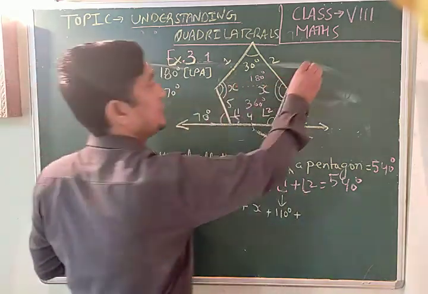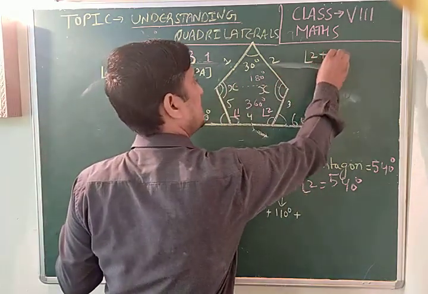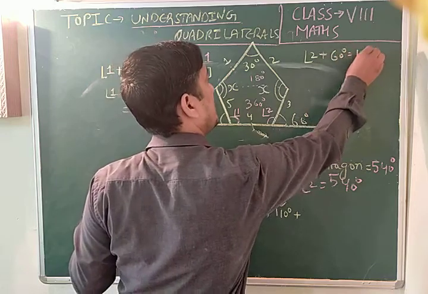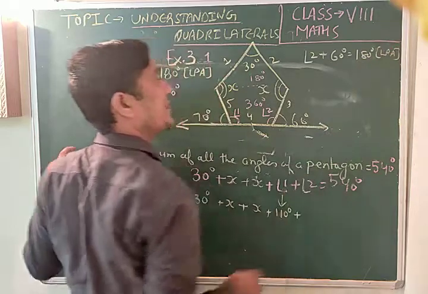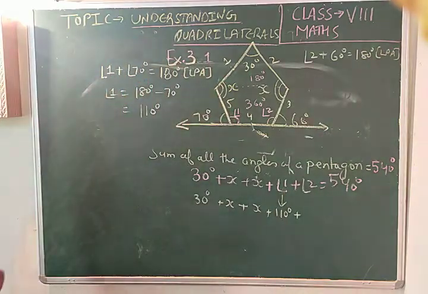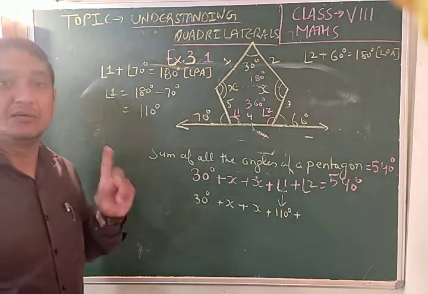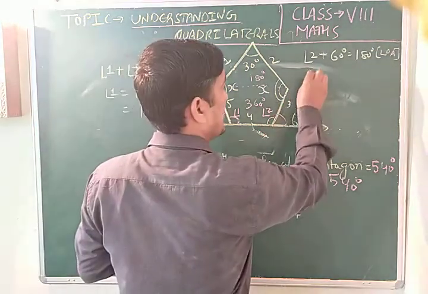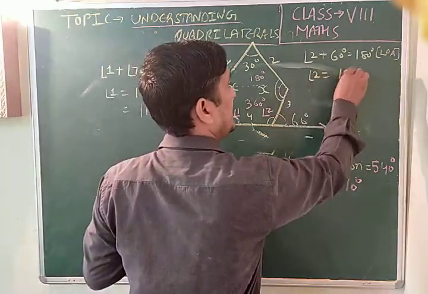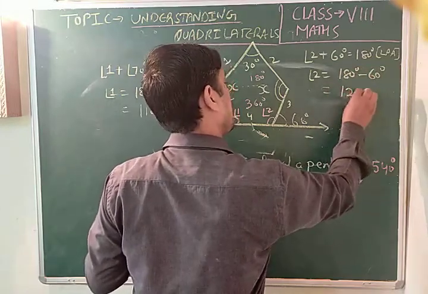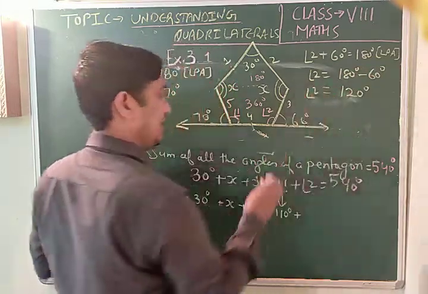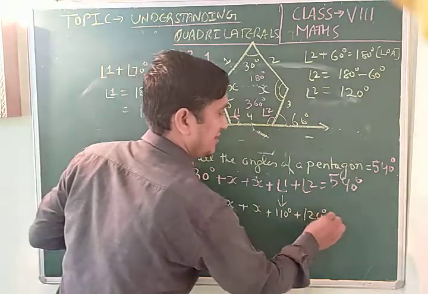Now angle 2. Similarly we can find angle 2. Angle 2 plus 60 degree is equal to 180 degree. Same reason, linear pair axiom, or you can say the angle formed on a straight line is always 180 degree. So angle 2 is equal to 180 degree minus 60 degree. It becomes 120 degree. Angle 2 is 120 degree.